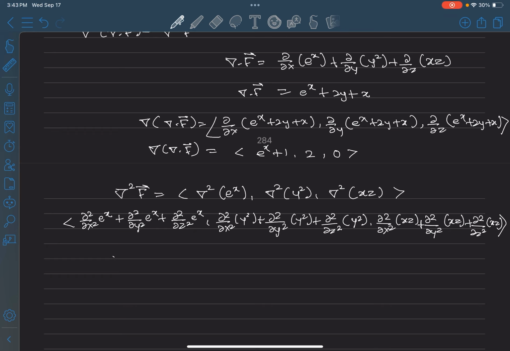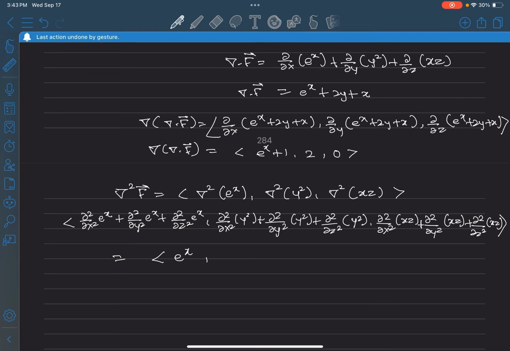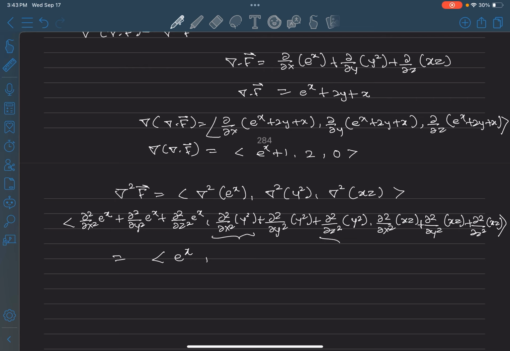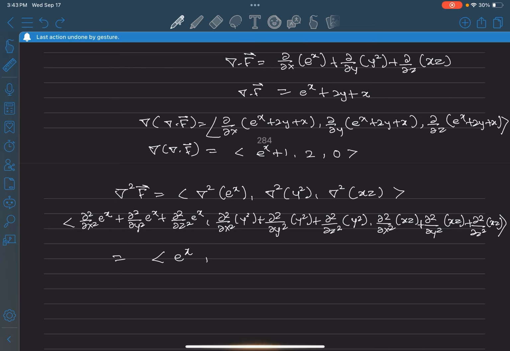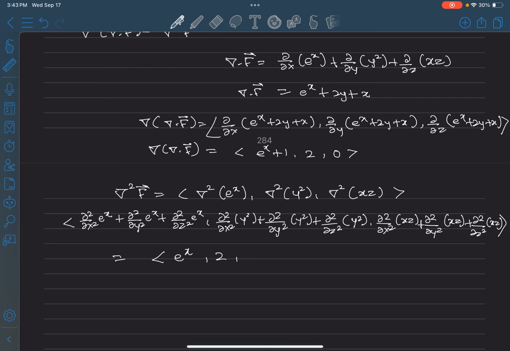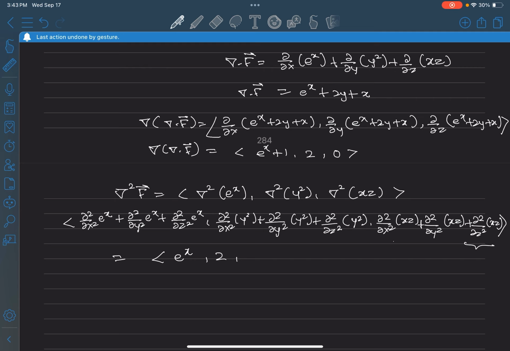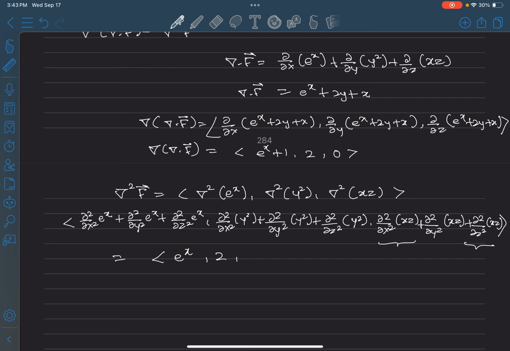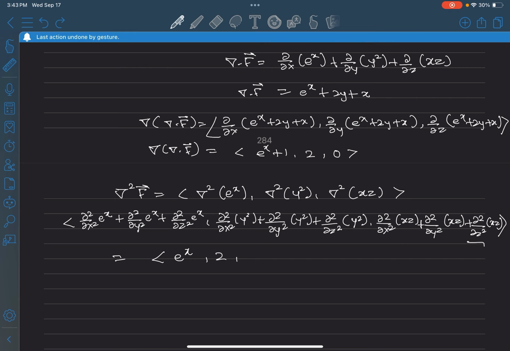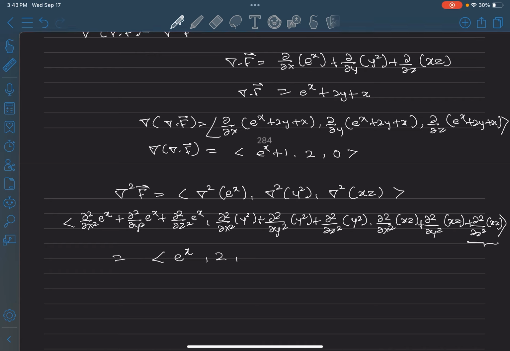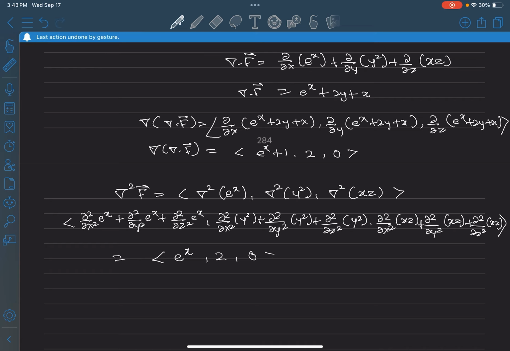Okay, now this becomes e^x itself, because these two terms are just 0, and from the first term it's e^x again. And here these two terms are just 0, and from the second term we get 2y and then 2, right? And here this term is clearly 0, and even these two terms are 0, because if you differentiate twice with respect to x, first of all it's z and then it's 0, and here again the same, first of all it's x and then 0, so the last term is also 0, right?